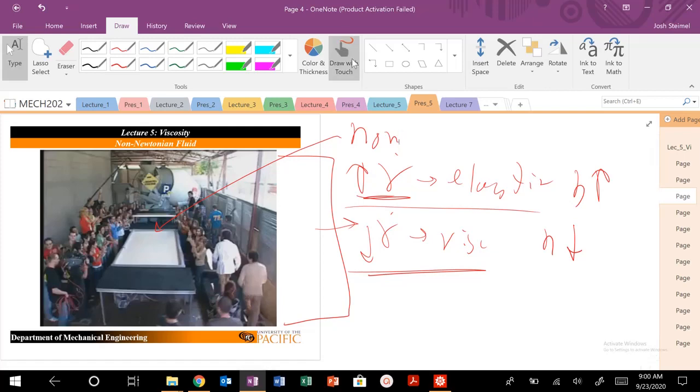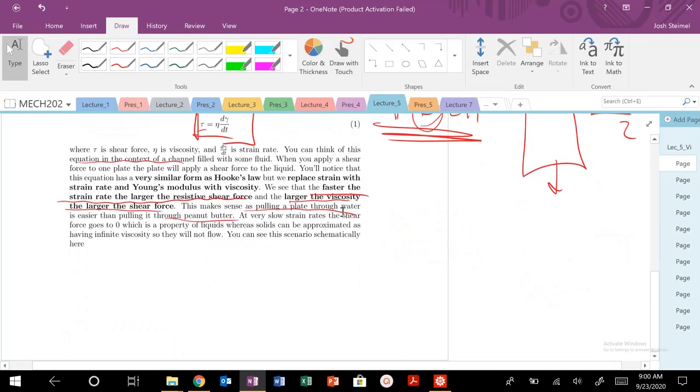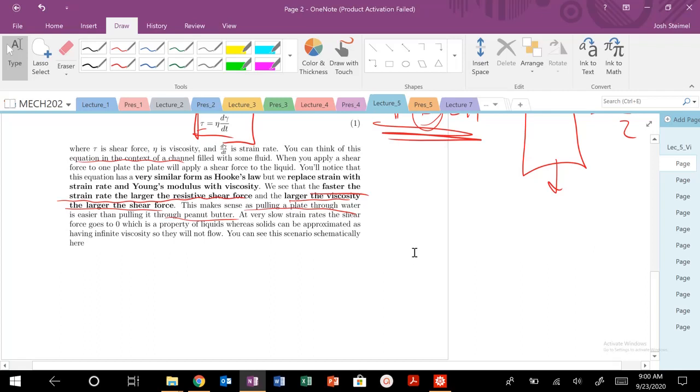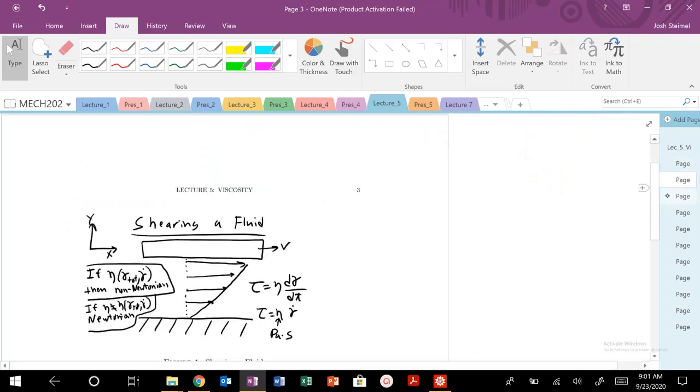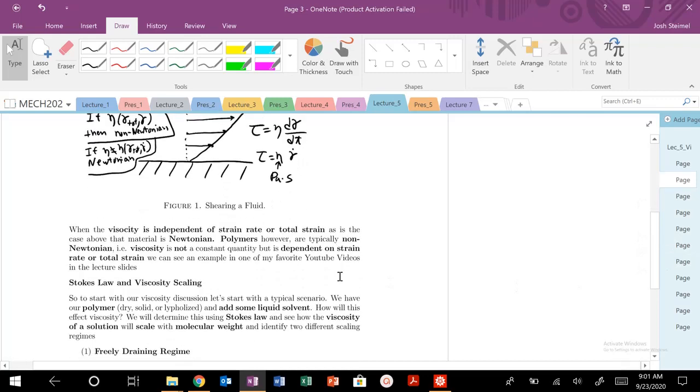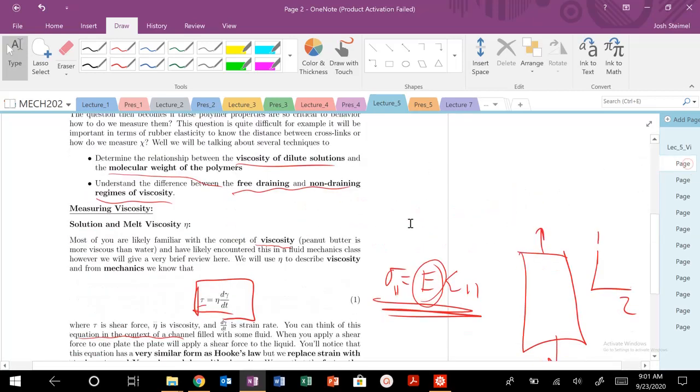And fortunately, because we want to study interesting and cool behaviors, it's really interesting that just depending on how you change the shear rate, the strain rate of your material, you could change the properties. We'll come back to this in a second, but we're going to see that a lot of times polymers are non-Newtonian fluids. So the viscosity is not a constant quantity, it's dependent on strain rate or total strain. That's the key takeaway here.